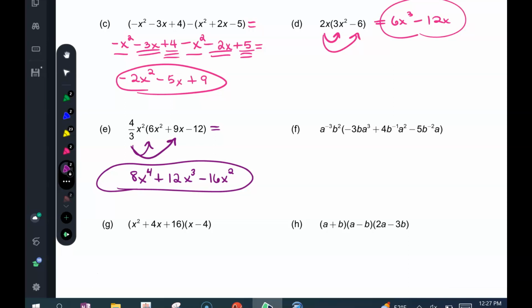And this is not factoring, okay? So if you notice something that you can factor out, that's not this lesson. The whole point of it was to multiply it out.